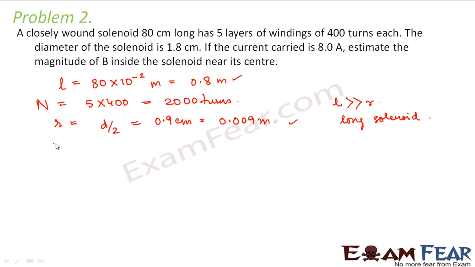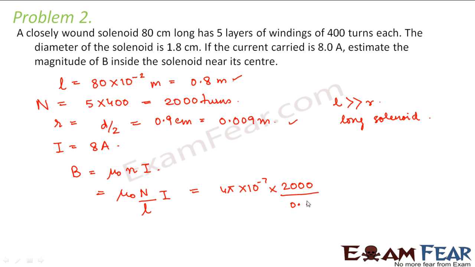The current carried by the solenoid is 8 amperes. Find the magnitude of B inside the solenoid near its center. So the magnitude of B will be equal to mu naught n i, that is mu naught into capital N per unit length into I. So this will be 4 pi into 10 to the power minus 7 into 2000 divided by length 0.8 into current 8 amperes. So this comes out to be 2.512 into 10 to the power minus 2 Tesla.